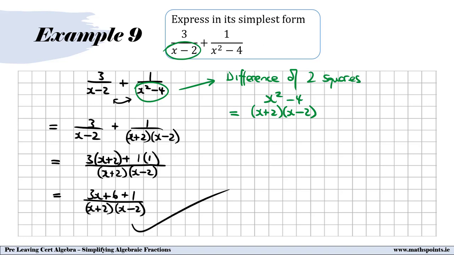And so we'll just tidy that up over here. I have 3x plus 7 on the top, all over x plus 2 on x minus 2. And if we liked, we could have 3x plus 7 over our x squared minus 4. So I know that x plus 2 on x minus 2 is the factorization of x squared minus 4. So if I want, I could just put that x squared minus 4 back in.